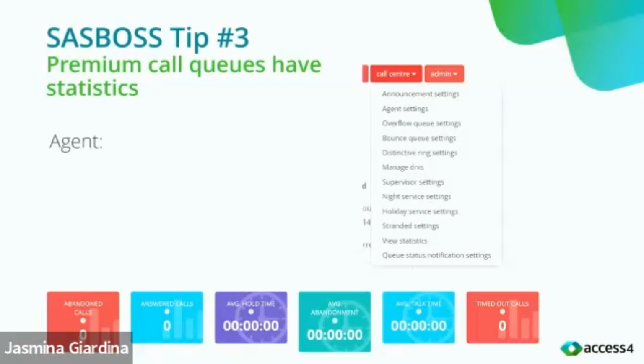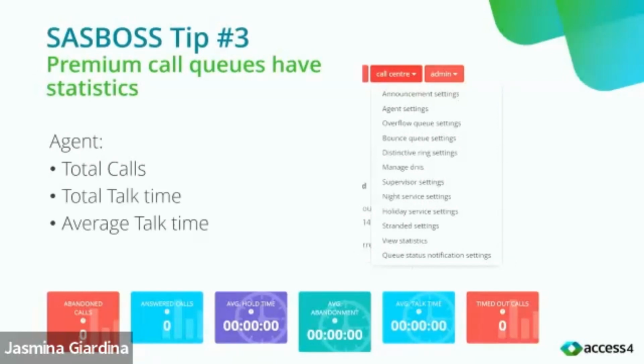And it also gives you some reports on the agent. So on an individual agent level, how many calls did each agent take? What's their total talk time? And what's the average talk time? So really useful just to be able to get that overview of what's happening with the call queues.